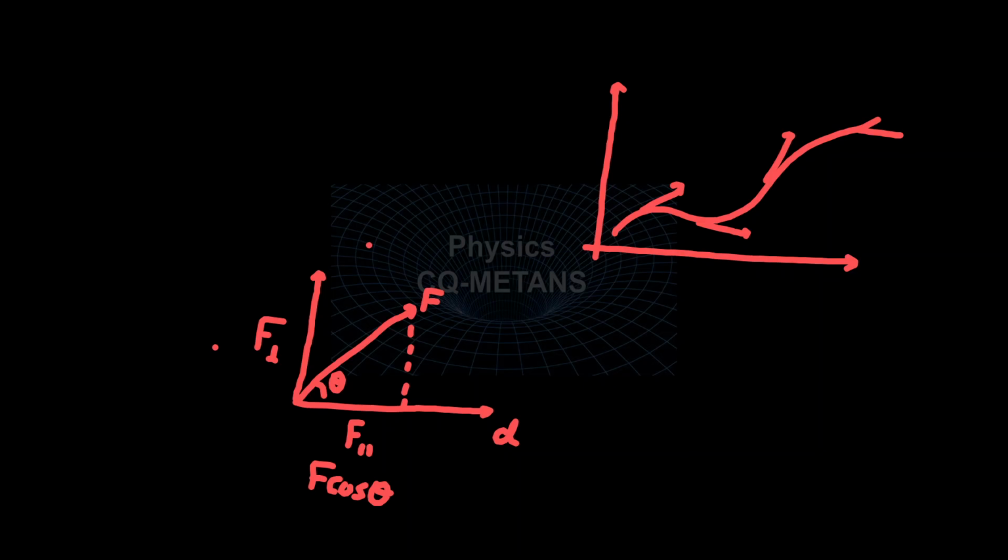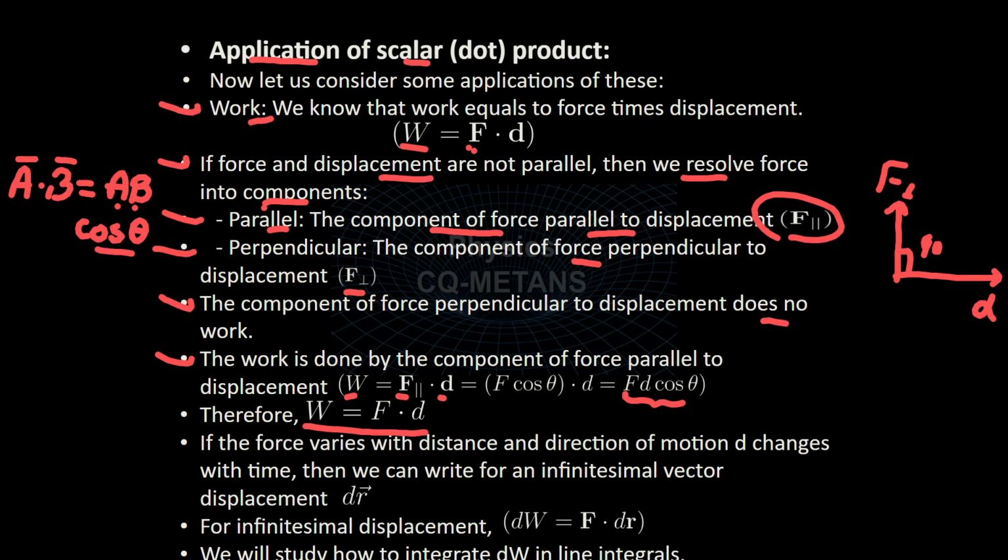So how to deal with this? Even if we see the angle between the force and this displacement vector changes, obviously it is not as easy as this problem to calculate the work done. If the force varies with distance and the direction of motion d changes with time.